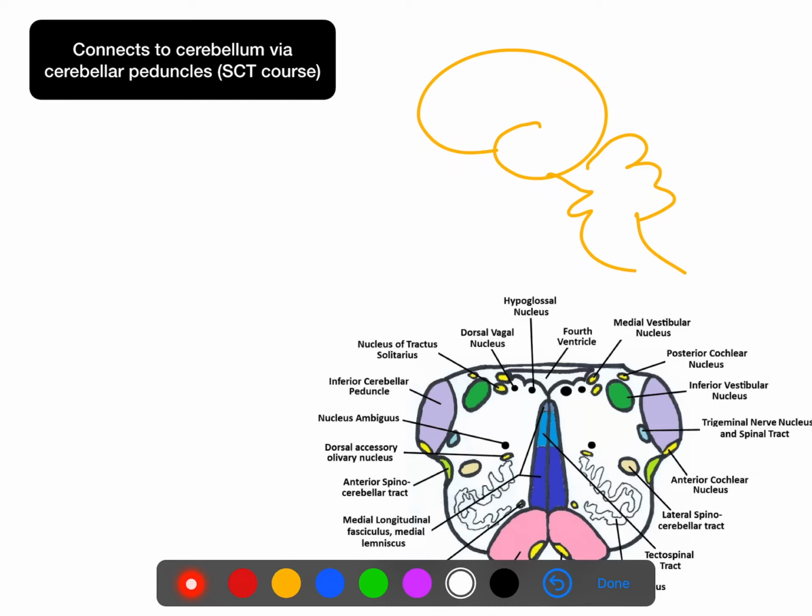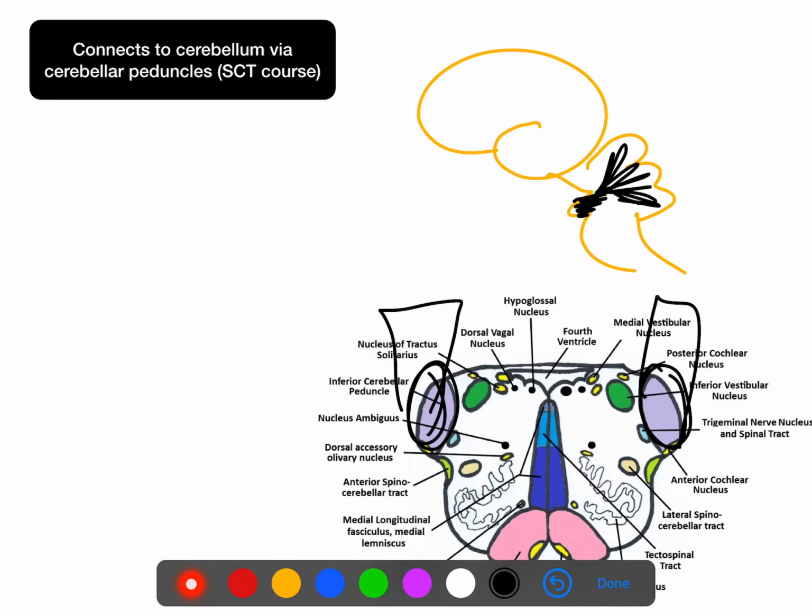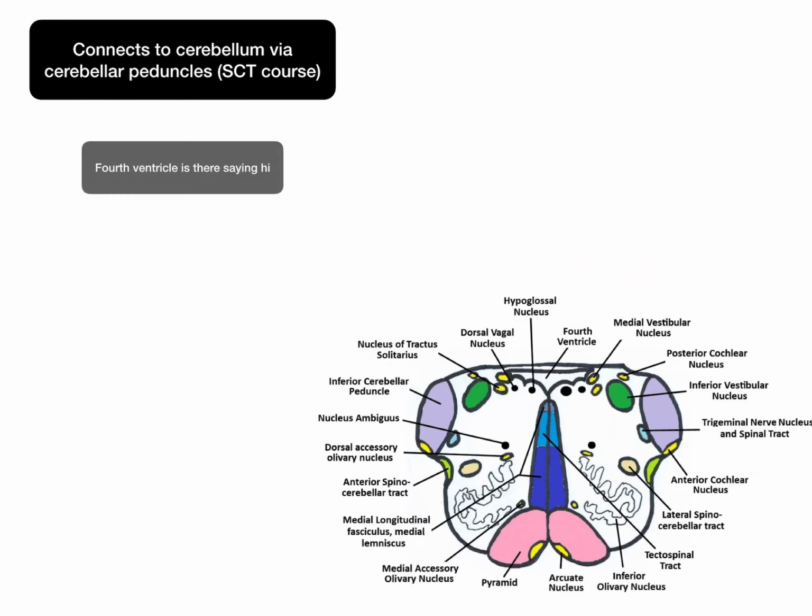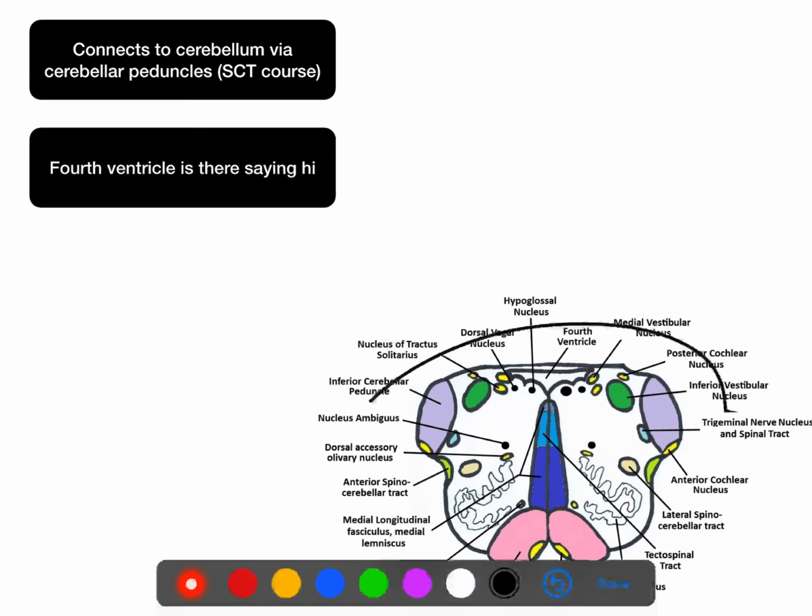So remember that our pons here is the thing that connects to the cerebellum. The midbrain and the medulla do a little bit, but not much. It's mostly the pons. The pons has these massive cerebellar peduncles that plug directly in. So this is actually a picture of the medulla. I don't know why I've added that. Anyway, the pons connects to the cerebellum via the cerebellar peduncles. The fourth ventricle sticks out at the back of the pons.